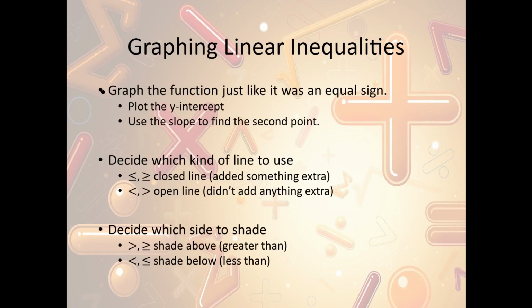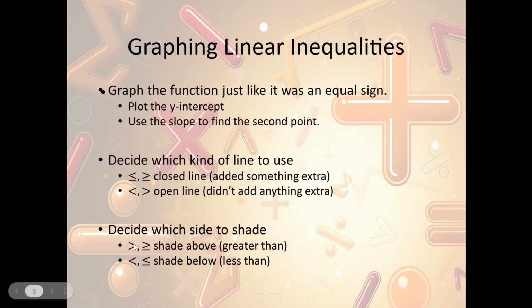So first, we graph the function just like it was an equal sign. So we plot the y-intercept, use the slope to plot the second point. Then we need to decide what kind of line we need to use. So if they add something extra, they add the bar underneath, we add something extra as well and close the line. If they don't add anything extra, just like this, we don't add anything extra either, and we leave it as an open line. Then we need to decide which side to shade.